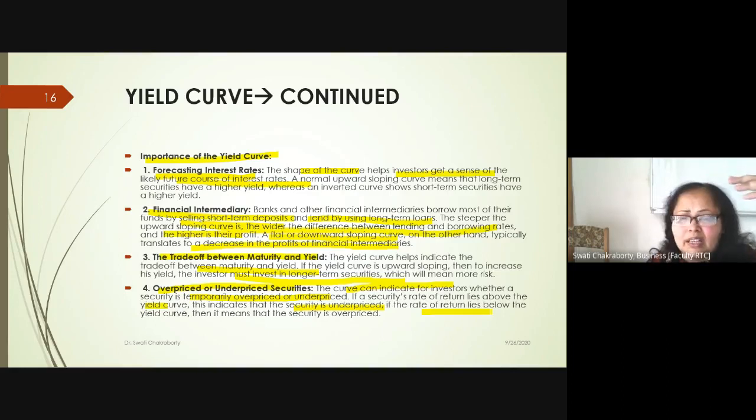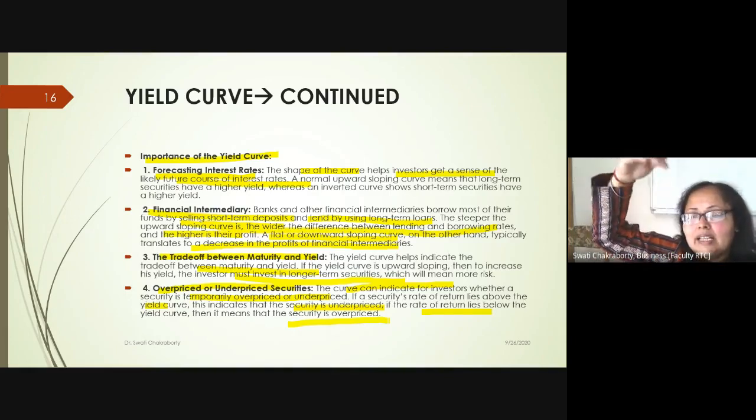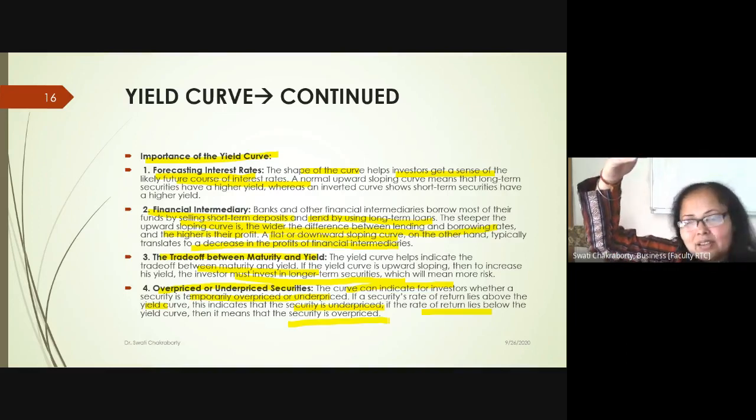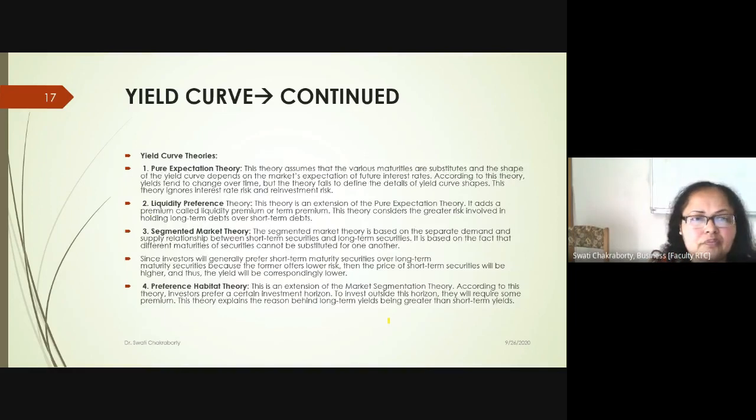The yield curve is what you get. That means the security is overpriced, right? One is what you get and what you actually have to get. So if the actual rate of return is below what you should get, that means that security is overpriced because you're paying more. And just the opposite happens if the rate of return is higher than the yield curve. That means you're actually getting less. So it's underpriced.